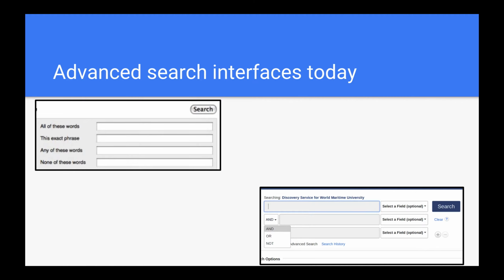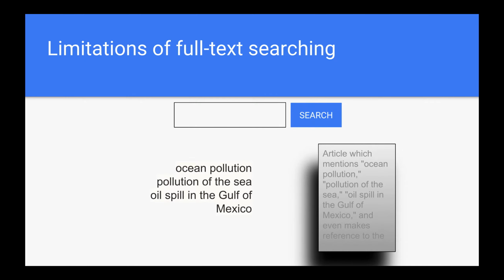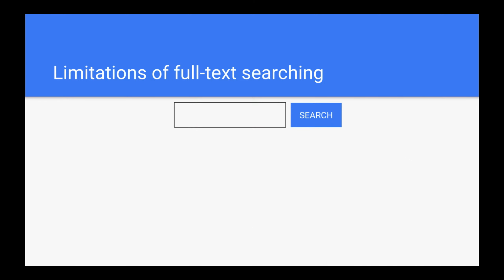But even with the expertise in these tools, there are still limits as to what can be accomplished with full-text searching alone. A relevant document could be missed if it does not contain the search terms used. For example, we have an article which mentions ocean pollution, pollution of the sea, oil spill in the Gulf of Mexico. It even makes a reference to Marpol. Nowhere does it contain the phrase marine pollution, which is what the user searched for. So in spite of that being the most likely term to search under, this document simply would not get retrieved.